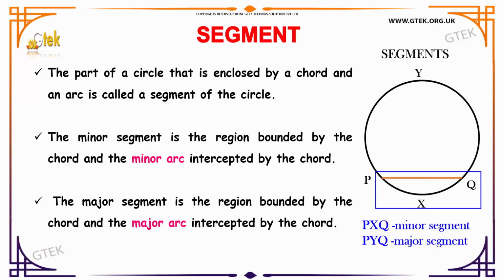is known as the segment, and we can differentiate this as minor segment and major segment. The minor segment is the region bound by the chord and the minor arc. Here the minor arc is X, and this becomes the minor segment. P, X and Q becomes the minor segment, whereas P, Y and Q becomes the major segment as it is the major arc. So this is all about segment.